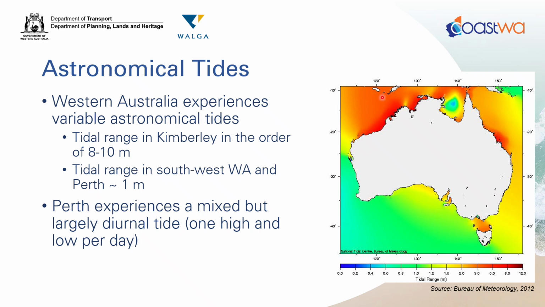The reason for that is reasonably complex, but it's to do with something called an amphidromic point, so the point around which there are oscillations of the tide. More detail than we need to get into here, but if anyone is interested, you can Google amphidromic point and it will tell you what that is and why we have those tidal conditions that vary across Western Australia.